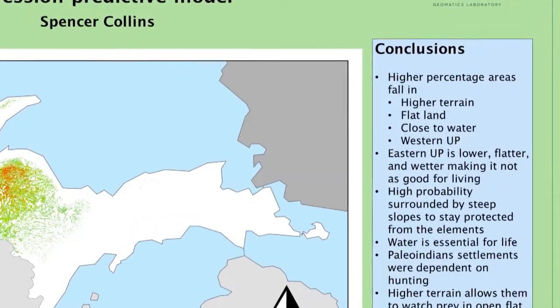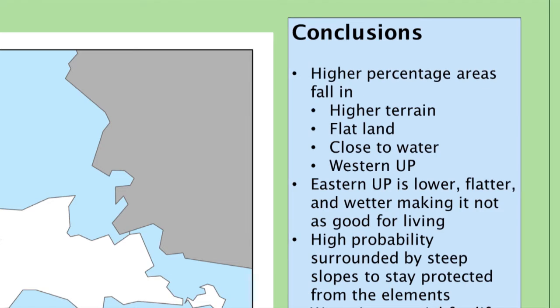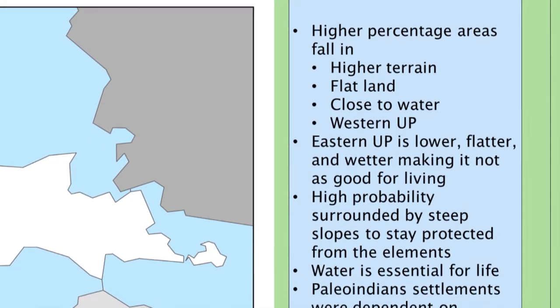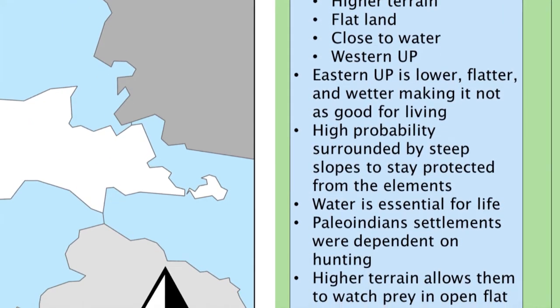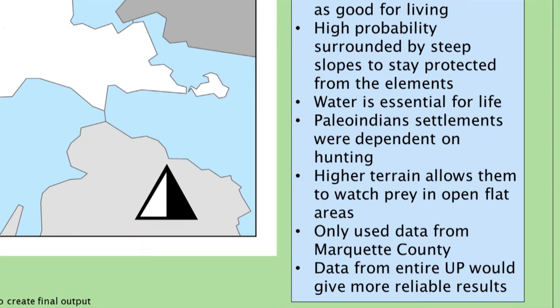Taking a look back at the poster with the conclusions, most of the higher percentage areas fall in higher terrain where there's flat land. So these are areas where they're surrounded by lots of slopes, but the land itself there is flat. They're also close to water, and as I said before, they're all kind of in the western UP and none in the eastern portion. Inferences we can take away from this would be that an area that is flat, high up, and surrounded by slopes could protect Paleoindians from the elements. Also, obviously close to water, because water is essential for life, that's basic.